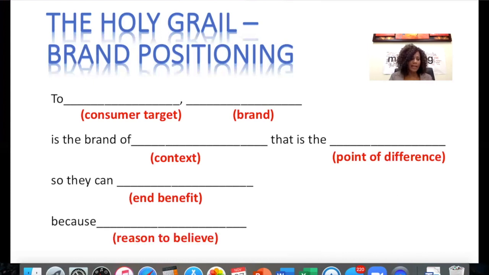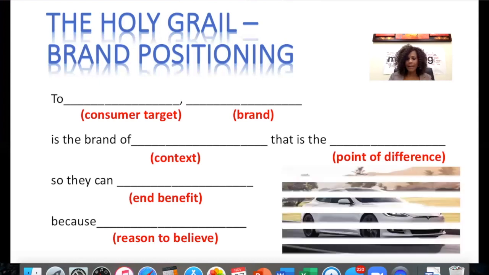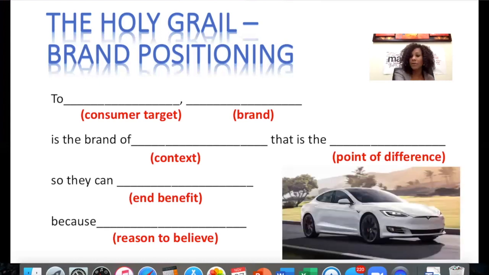So let's just do a little example. I just randomly picked a Tesla Model S. I think those look pretty cool, and maybe someday I'll be able to afford one. So here's what their brand positioning would look like. To sports car drivers who want performance, so that's the consumer target, Tesla Model S is a luxury long-range electric automobile, so that's who they're competing against. And there are other luxury long-range automobiles. I believe Audi has one, I think BMW, probably some other car companies.